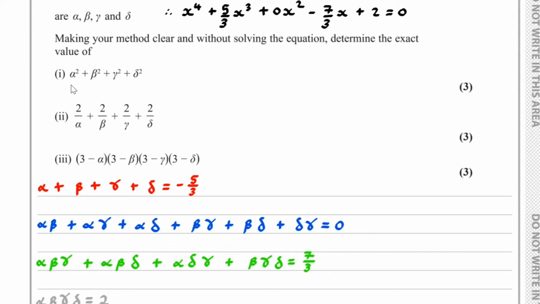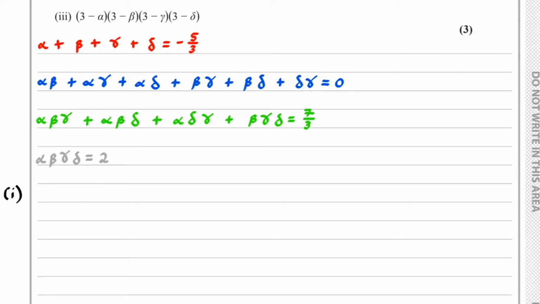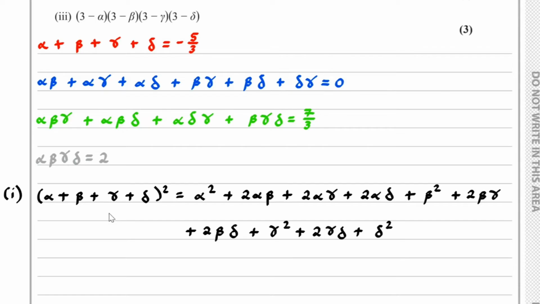For the first part, we've got alpha squared plus beta squared plus gamma squared plus delta squared. So the way we approach this is to think about alpha plus beta plus gamma plus delta all squared. And the result of this expansion is shown here. We've got alpha squared plus 2 alpha beta plus 2 alpha gamma plus 2 alpha delta plus beta squared plus 2 beta gamma plus 2 beta delta plus gamma squared plus 2 gamma delta plus delta squared.